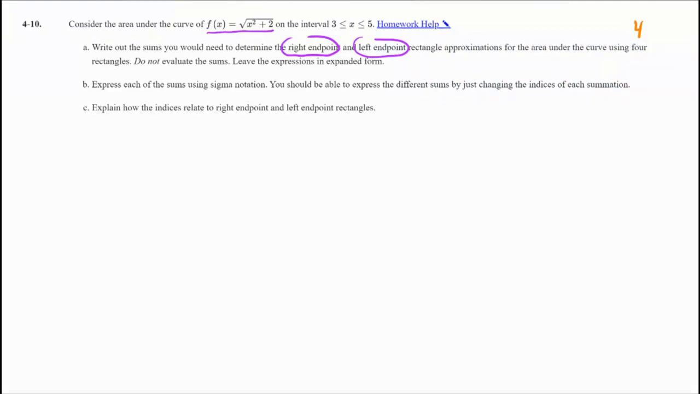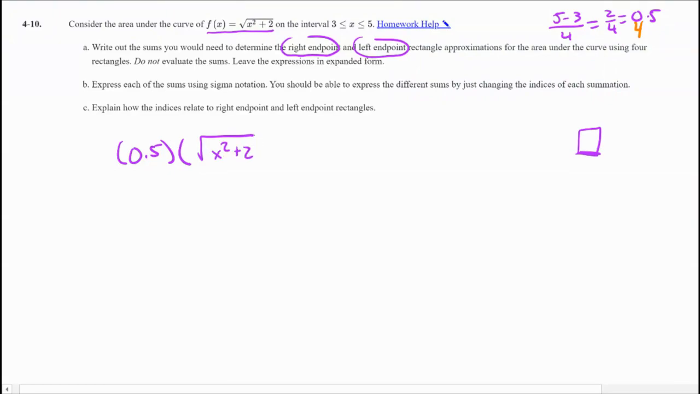Since it's from 3 to 5, that's 2 units, and I'm dividing it into 4 pieces. That's really just 1/2 is going to be my width. So for each of these, I'm going to multiply it by 0.5 because that's the width of my rectangles. Now my heights are my original equation, square root of x squared plus 2.